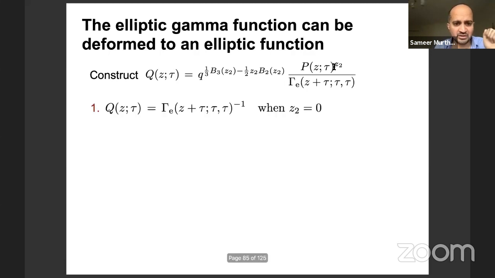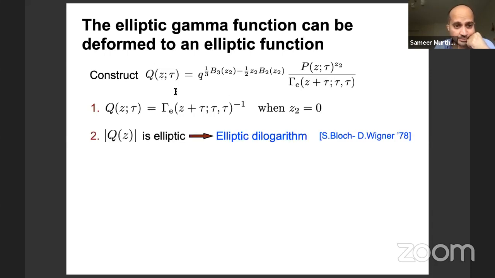And then the statements are the following. So firstly, when z2 is 0, you can check that q reduces to 1 over gamma. Secondly, you can check that absolute value q is elliptic, and this you can check exactly like before by checking what the difference is. And this function actually is related to this famous elliptic dilogarithm function, which was first written down by Bloch and Wigner.